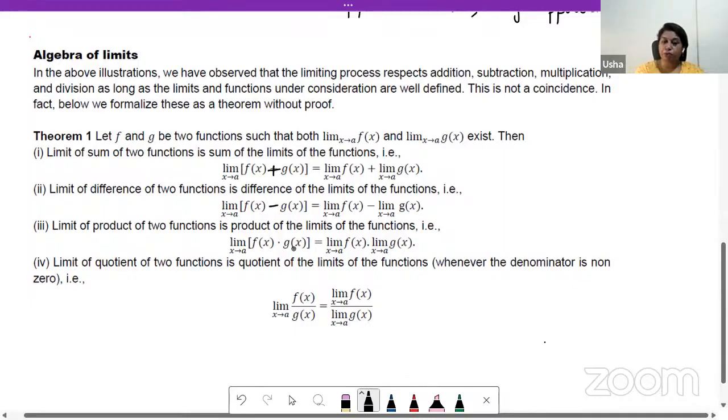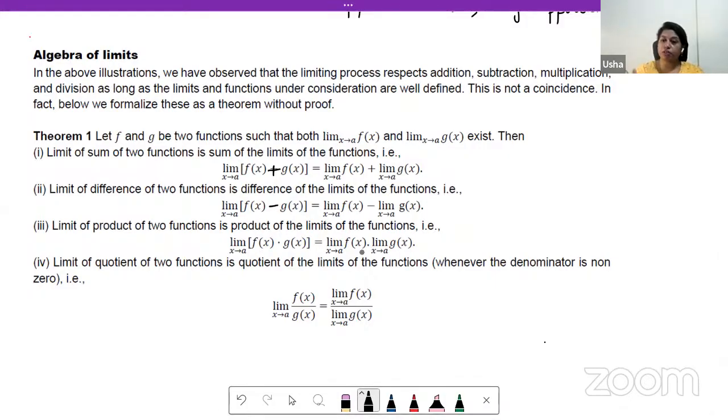For product, if you have a product of two functions, you can find the limits of both functions and then multiply. Similarly, if you have a division of two functions, you can find the limits separately and then divide the limiting values. So these are very basic algebra of limits. We have many more properties and formulas. We'll solve them one by one, but first we will solve certain problems based on this concept.